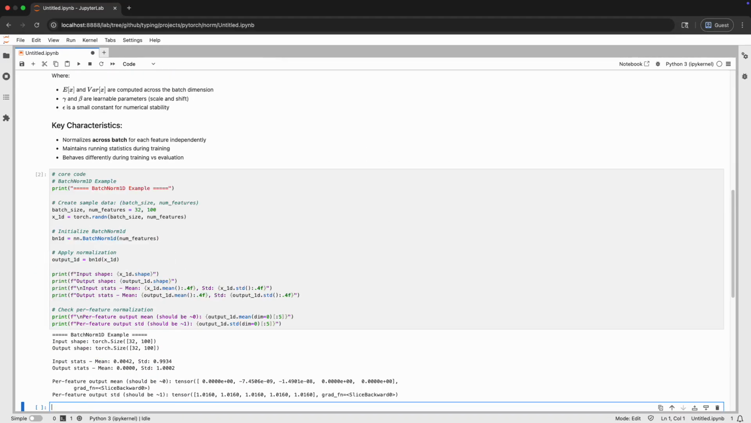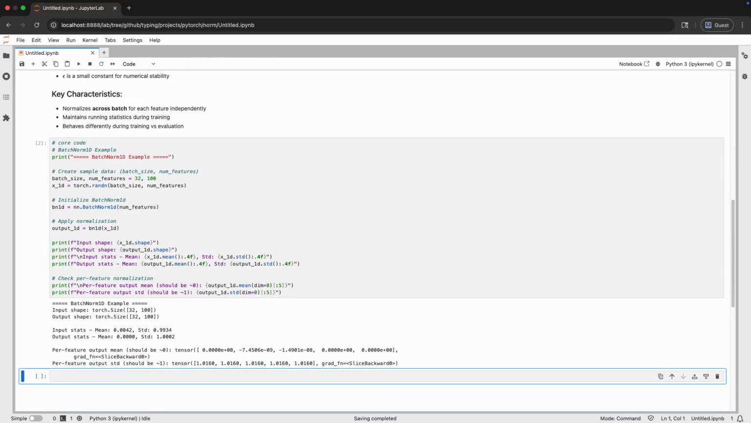Perfect. As you can see, our input had a mean close to 0 and standard deviation close to 1, but wasn't perfectly normalized. After BatchNorm, the output has a mean of exactly 0 and standard deviation of 1.0002. When we look at individual features, each one has been normalized to have 0 mean and unit standard deviation across the batch. This is the essence of batch normalization, normalizing each feature independently using batch statistics.